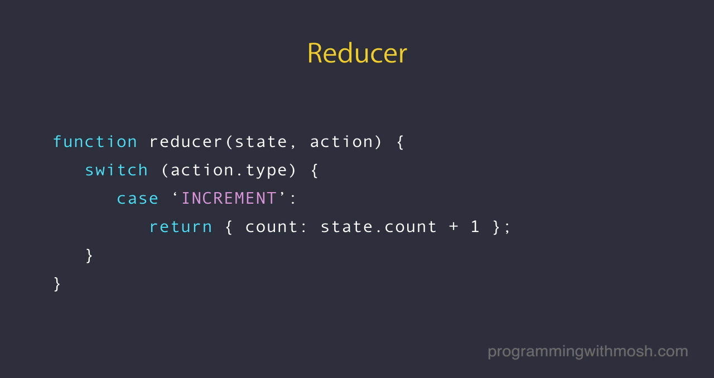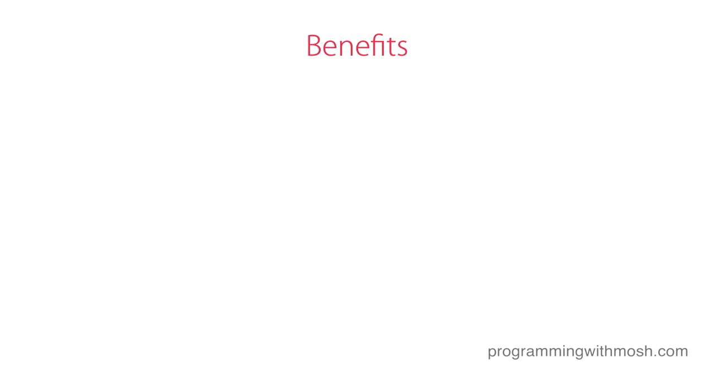Now, if you have never done functional programming before, this concept is new and confusing to you. I totally understand that. So you might be asking, what is the point of this? Why are we not allowed to mutate or modify the state? We always have to return a new state. Well, there are a number of benefits to this approach.